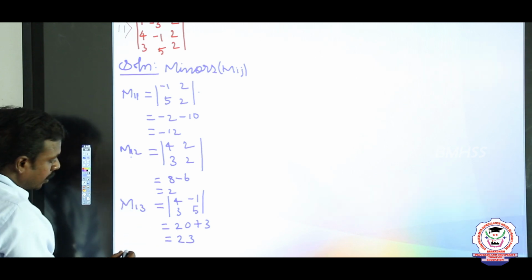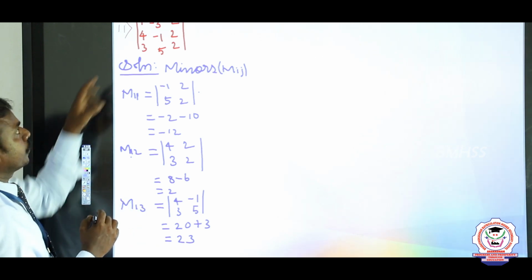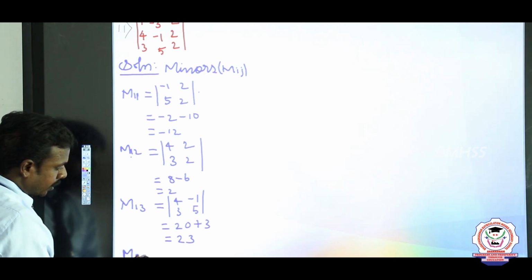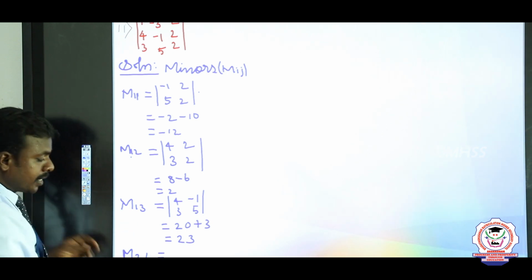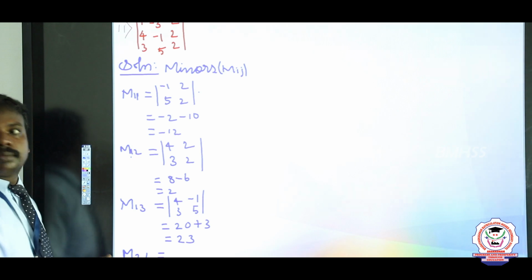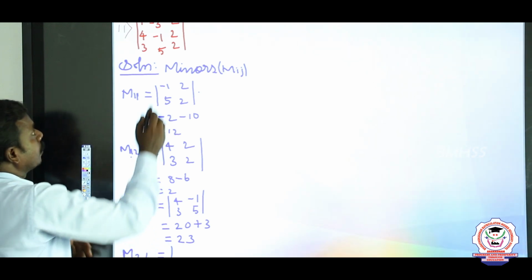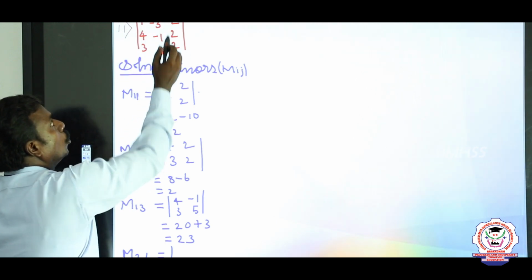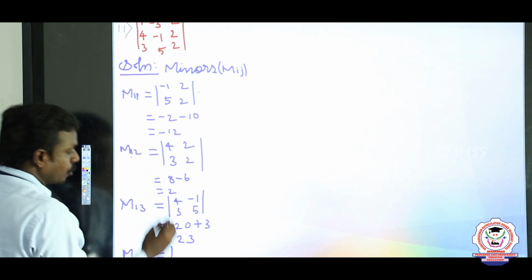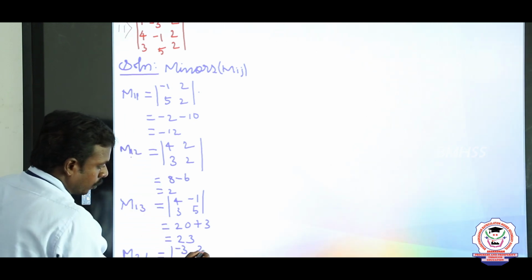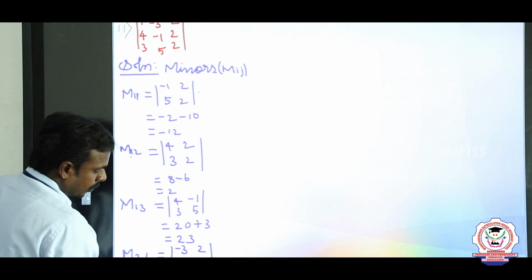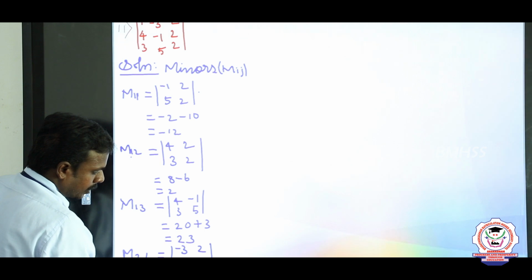The next step, second row first element, that is 4. So the minor of plus 4 is M21, second row, first column. So omit the second row and first column. What are the remaining elements? The remaining elements are minus 3, 2, 5, 2. So determine this value: minus 6, minus 10. So this is equal to minus 16.